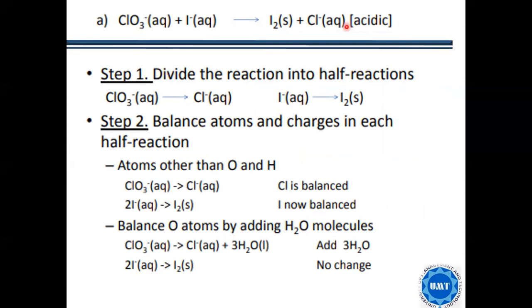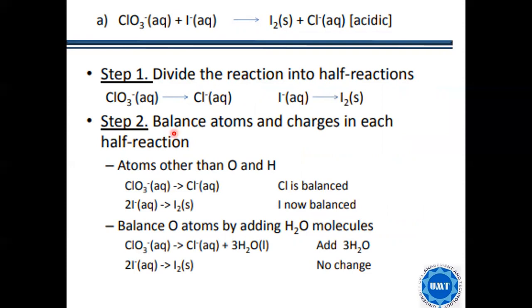So this is the equation in acidic medium, and we have to divide it into two parts. This is the chlorate ion. So oxidation occurs because we have seen that oxygen is lost in the reaction. This is reduction because electrons are gained right over here.